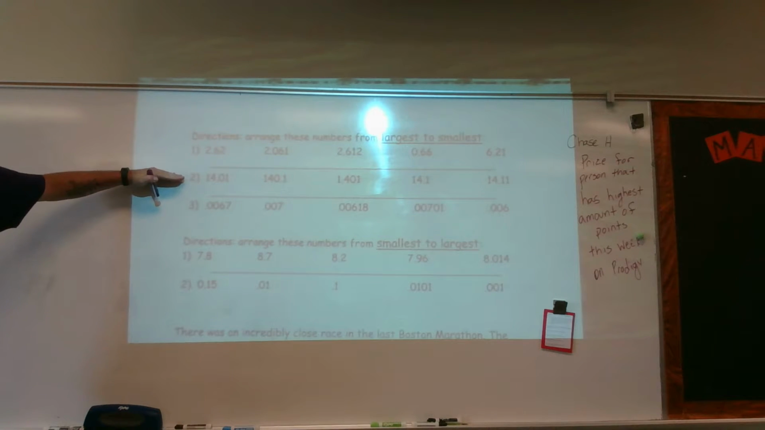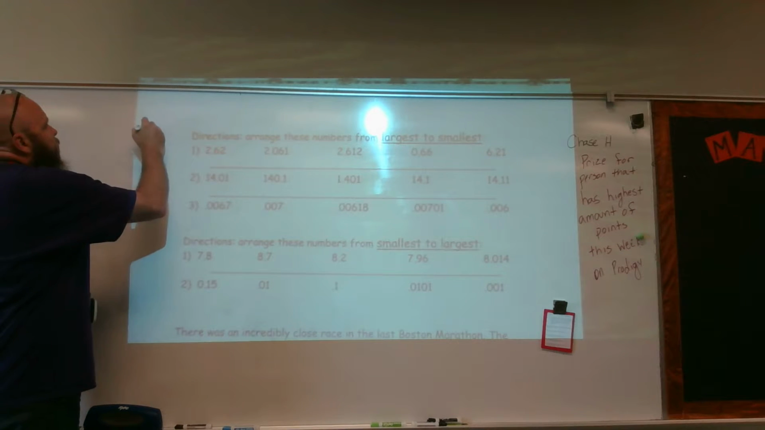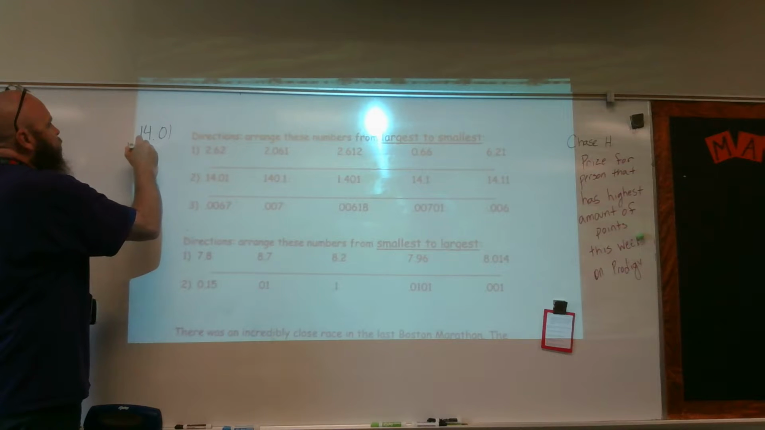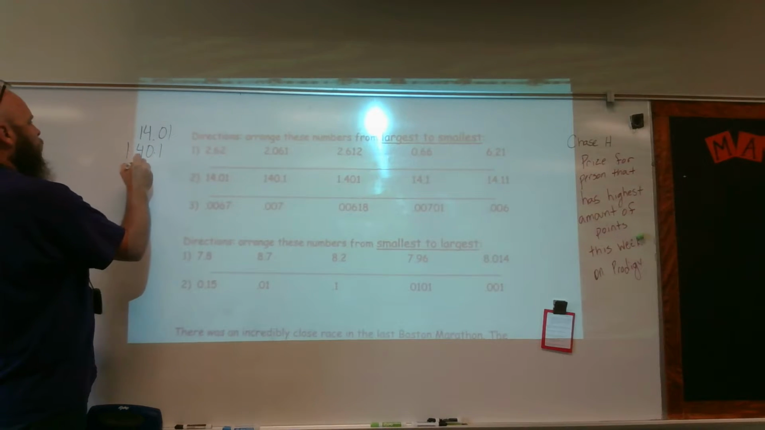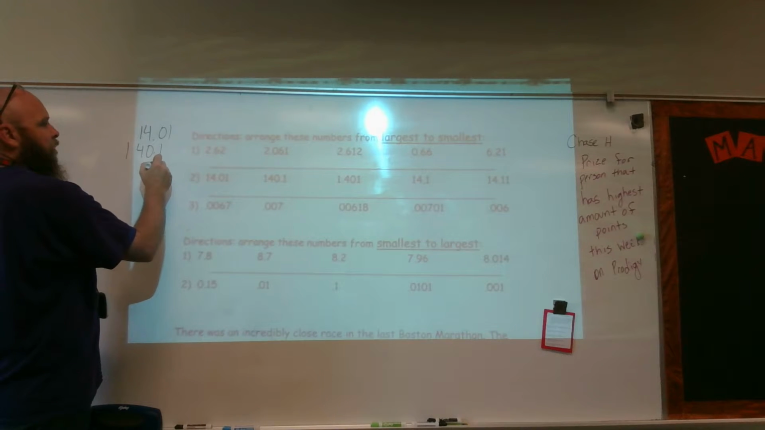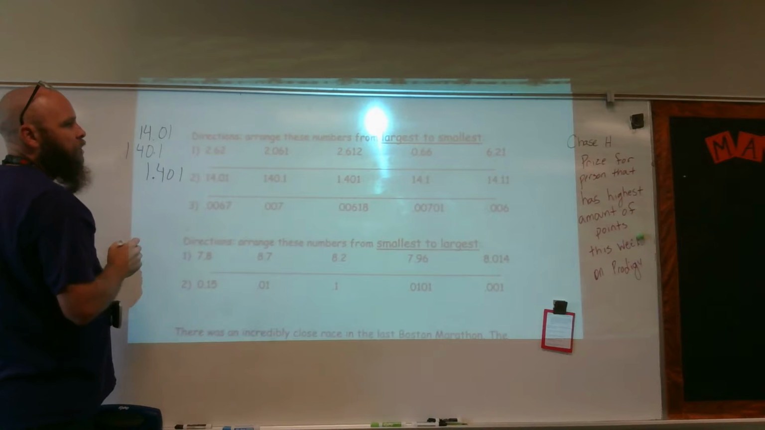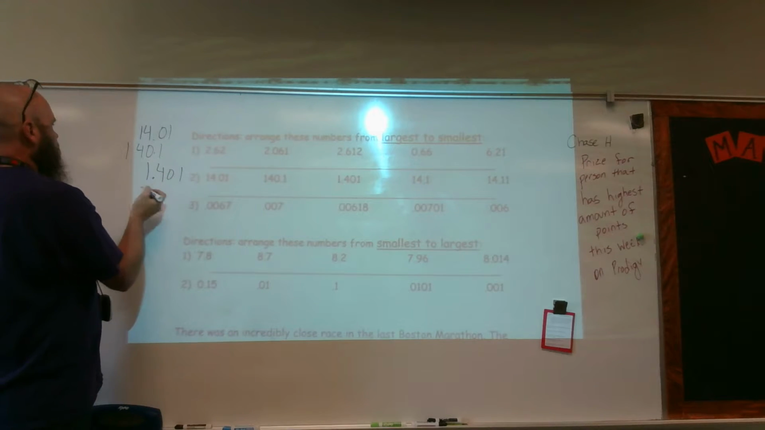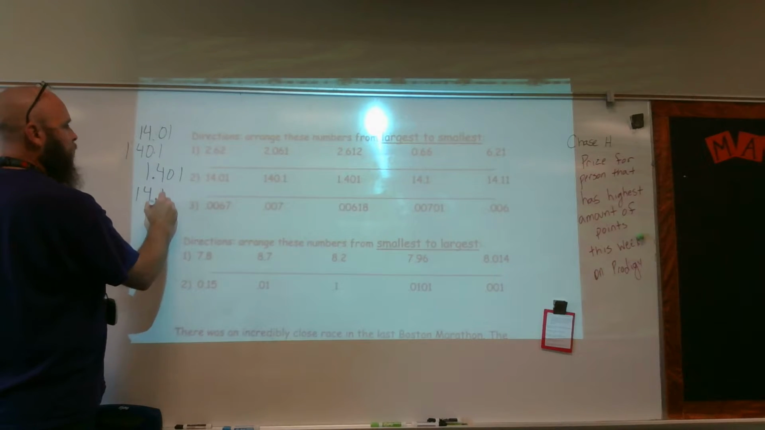So now we have largest to smallest. Again, I'm going to write them down lining up my decimal points. 14 and 100th. 140 and 1/10. 1 and 401 thousandths.